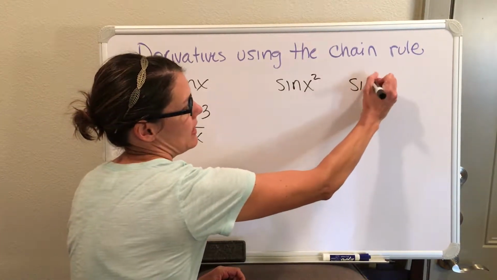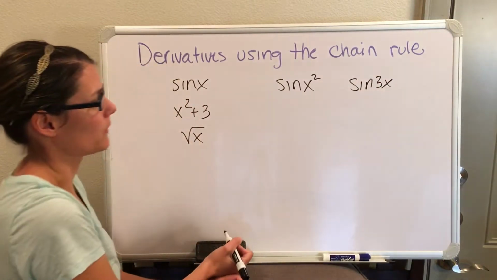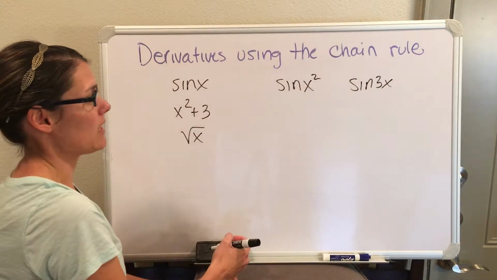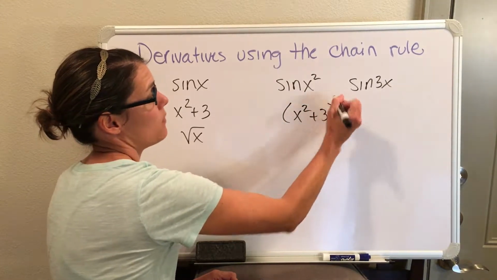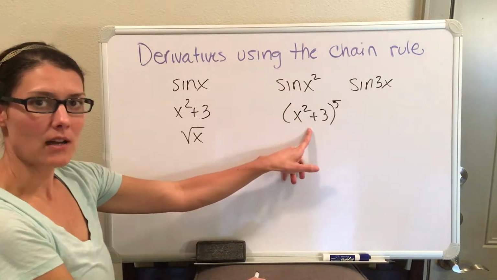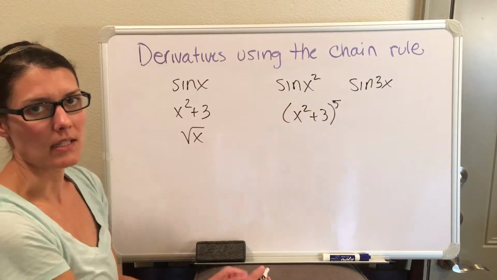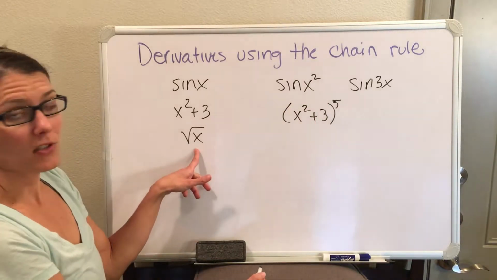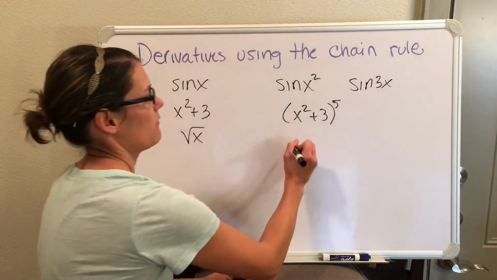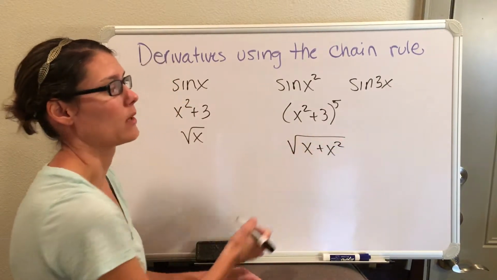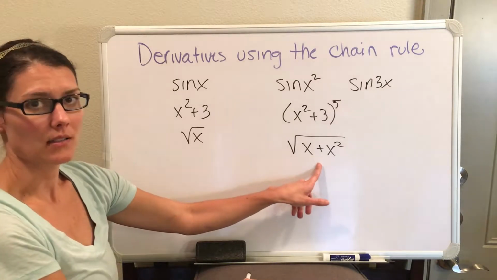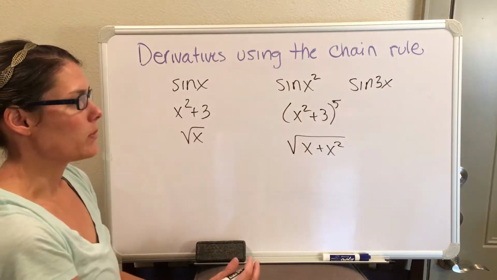Or perhaps it's sine of 3x. X squared plus 3, if you changed it to x squared plus 3 to the 5th power, this is now a composite function, meaning the chain rule would be needed. Or what if you started with the square root of x? If I were to change that to the square root of x plus x squared, this is now a composite function, meaning the chain rule would be needed.